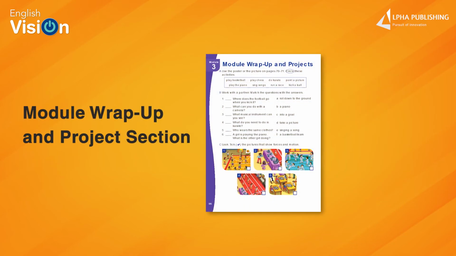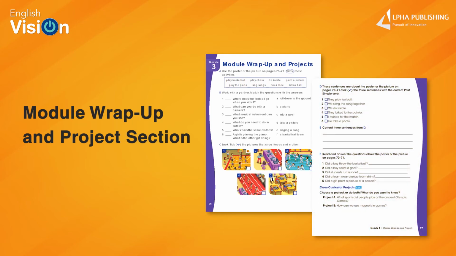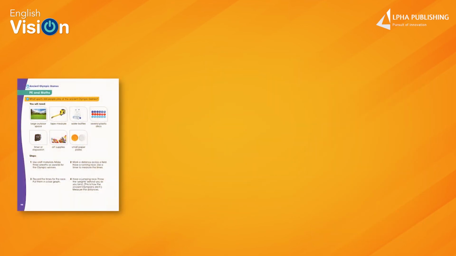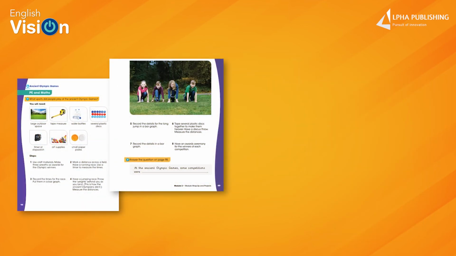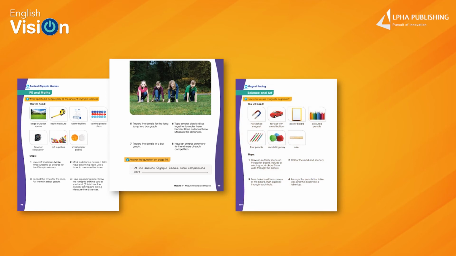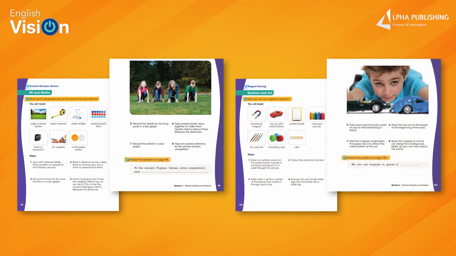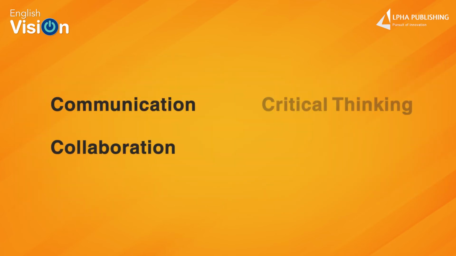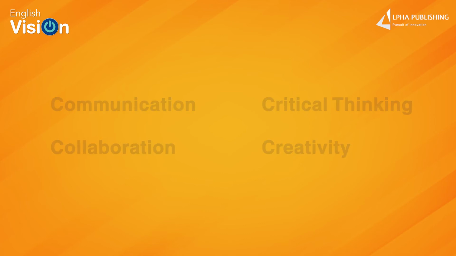The module wrap-up and project section is where students put it all together. Here, they revisit the artwork from the module opener or poster to revise the key vocabulary, and they also revise the key target language points from the previous 3 units. Meanwhile, the hands-on projects in English Vision encourage students to collaborate and communicate, facilitating the learning of the 4 C's of 21st century learning: communication, collaboration, critical thinking, and creativity.